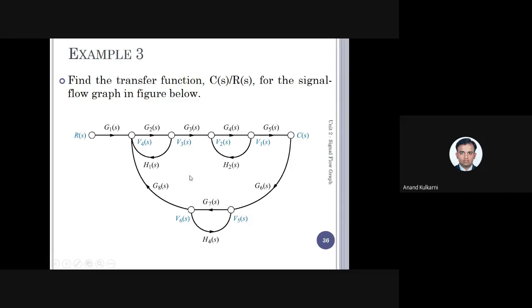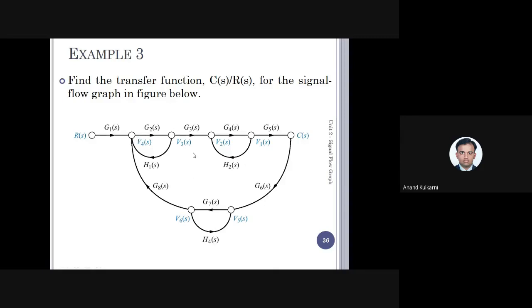Why is this very important? Because while finding the forward path, sometimes students get confused. In order to see that the doubt is not there, better you put the numbering for the nodes.